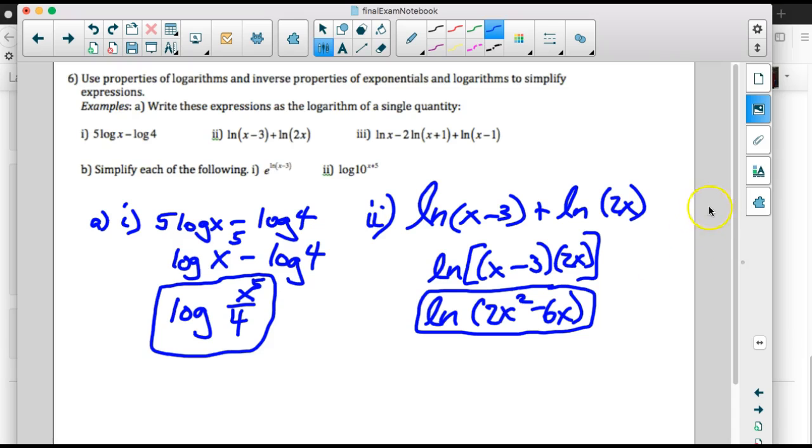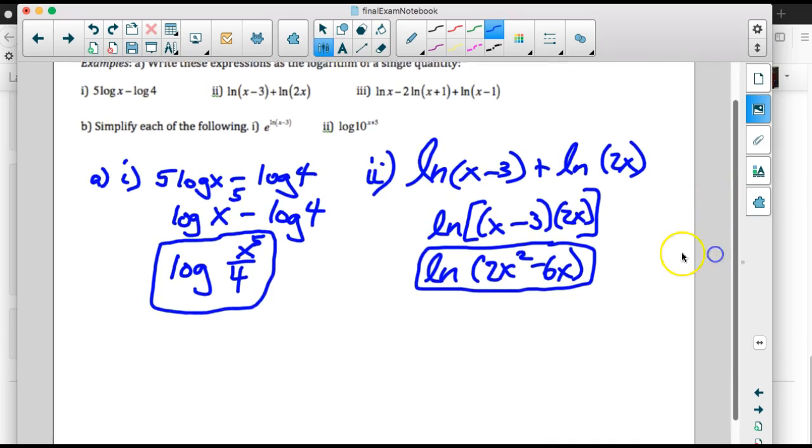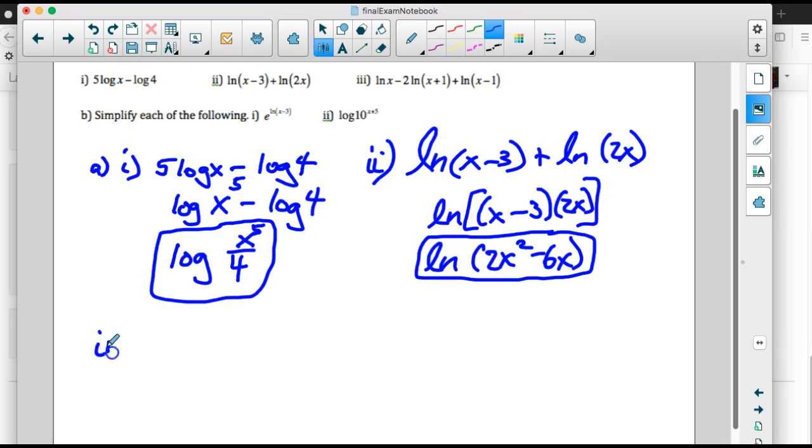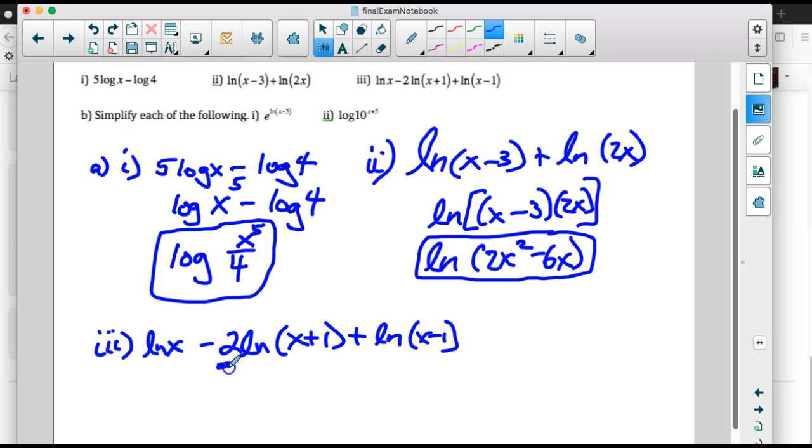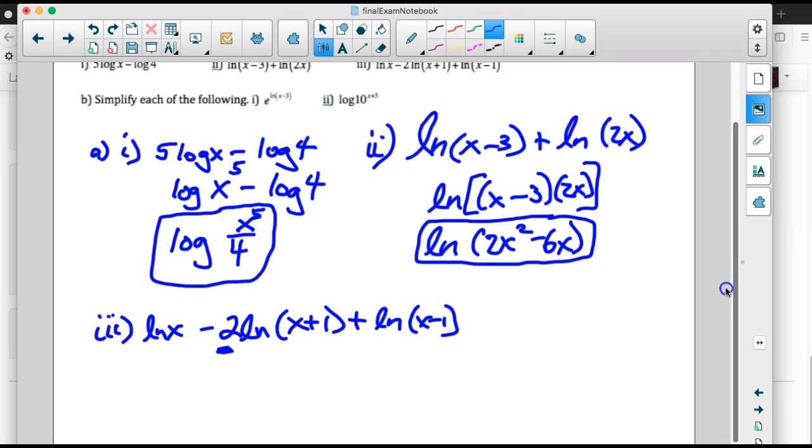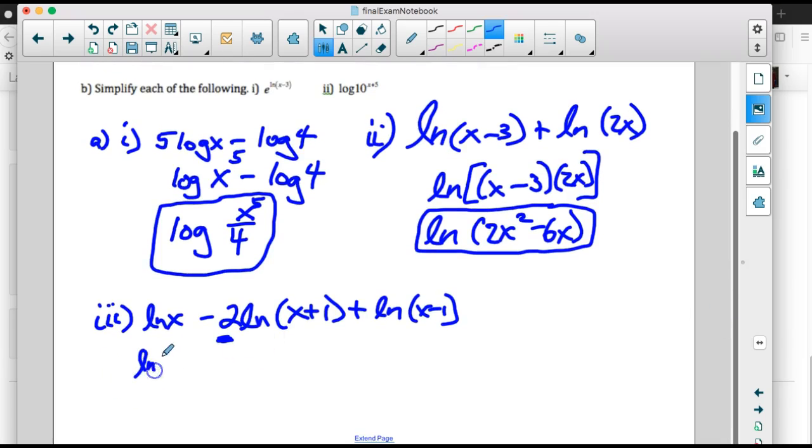All right, this is the second problem. And the third problem combines all of these things together. So we have ln of x minus 2 ln of x plus 1 plus ln of x minus 1. So the first step is to move this 2 to the exponent. So we'd write ln of x minus ln of x plus 1 squared plus ln of x minus 1.